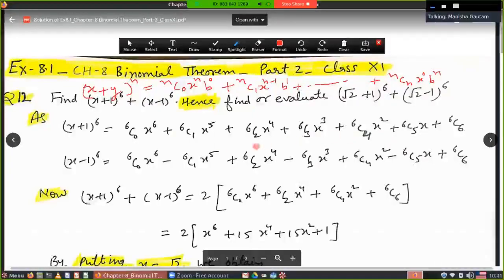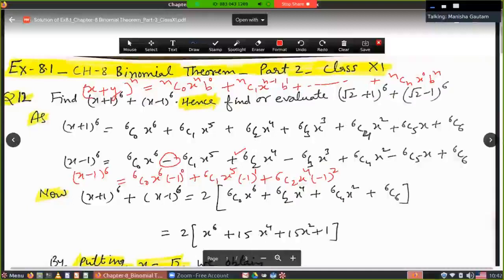Now expand x minus 1 whole power 6. Now in place of 1, you have to write minus 1. Let's write it like this. x minus 1 whole power 6 means 6c0 x to the power 6 and minus 1 to the power 0, plus 6c1 x to the power 5 and minus 1 to the power 1. That's why you will get a minus sign here. Next one, plus 6c2 x to the power 4 minus 1 to the power 2 becomes a positive sign. That's why here it is positive.